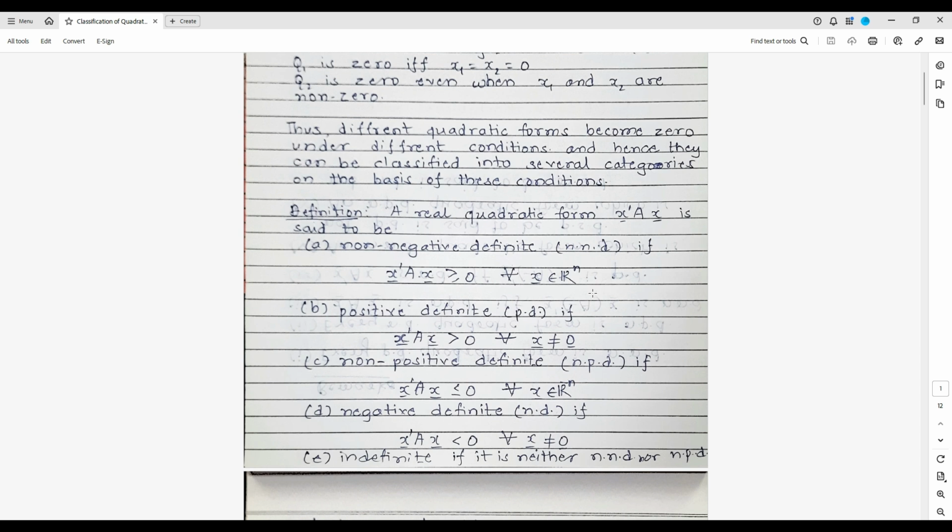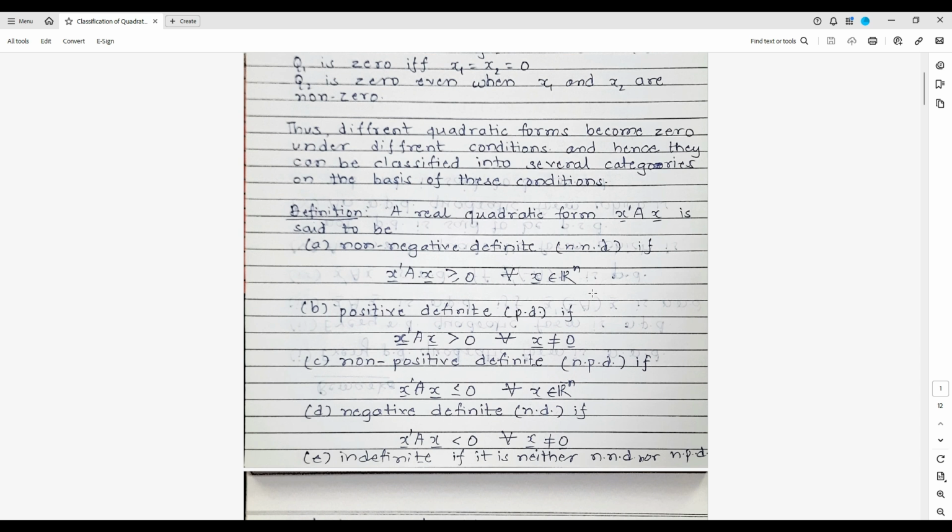Now let us move to the next category, that is negative definite. This is exactly opposite of positive definite. So here the quadratic form is always negative for every value of x in the n-dimensional Euclidean space which is not equal to 0. And lastly, the quadratic form is indefinite if it is neither non-negative definite nor non-positive definite.